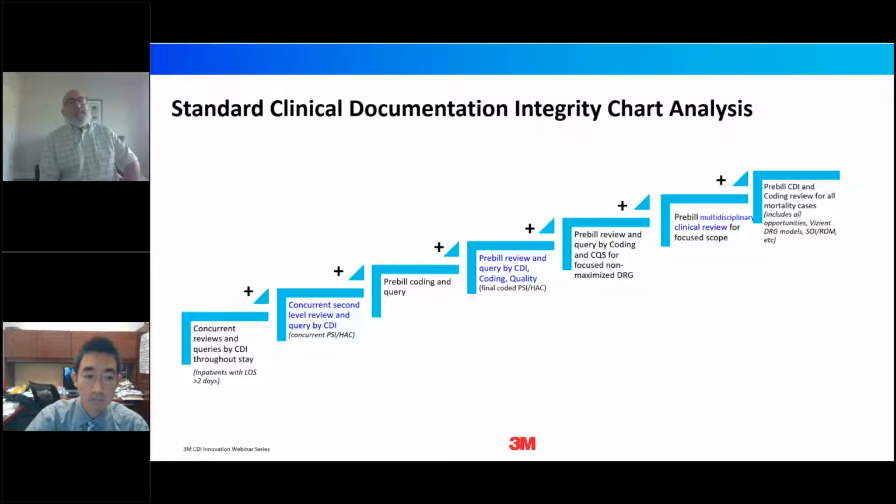When the system fires a PSI or HAC, there is a second level review that is done by our CDI quality and outcome specialist. And then pre-bill coding and queries happen, and then there's another review. If there's still a final coded PSI or HAC at that point, then we do another multidisciplinary review, and it includes CDI, coding, and quality. And quality is looking at it to see if there was a patient or a clinical issue that needs to be brought back to the clinical team.